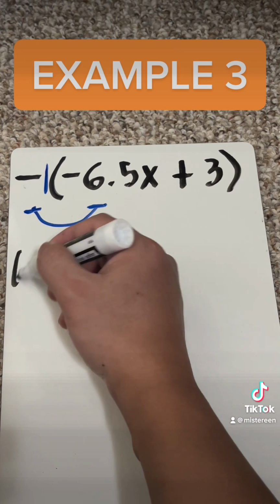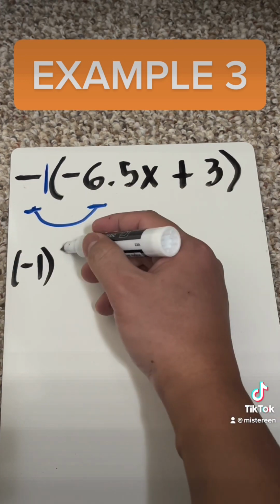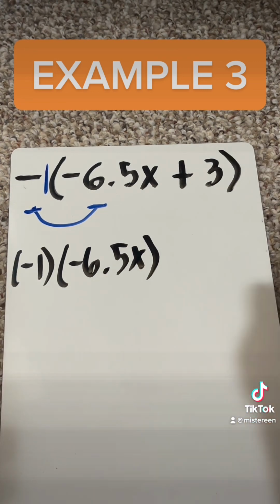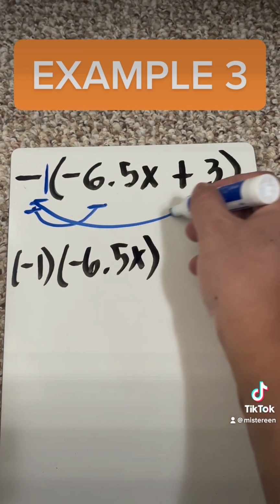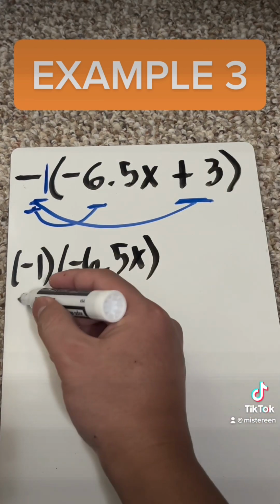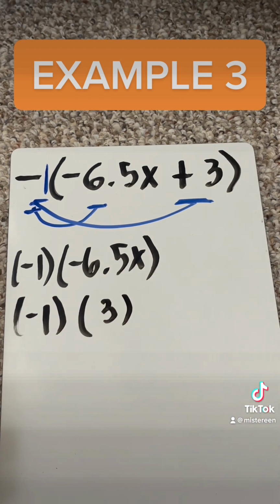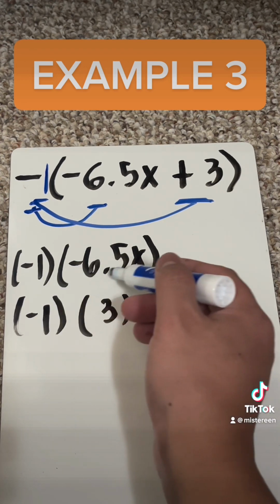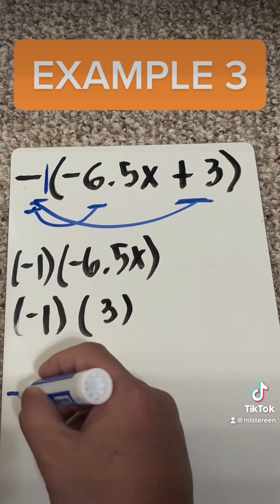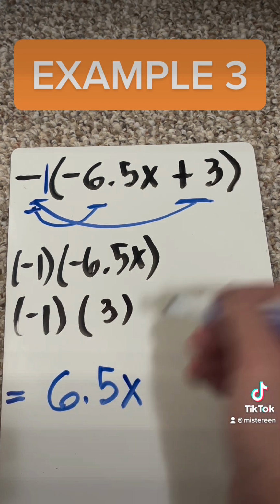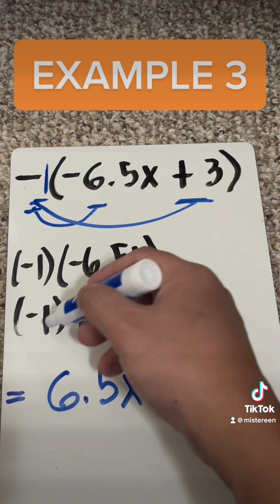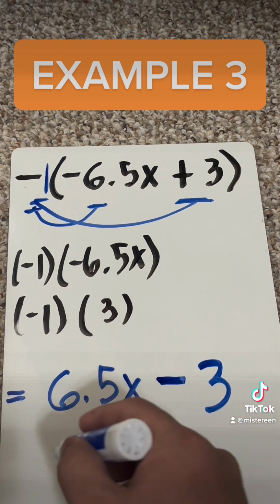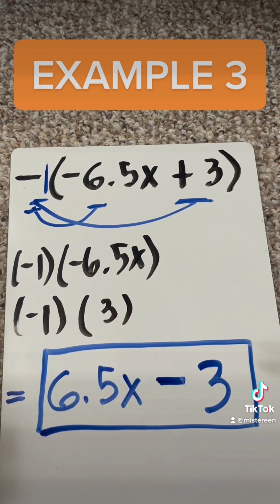So that's your first pair of numbers. You can put everything in parentheses, negative 1 in parentheses, and then negative 6.5 in parentheses. Okay? And then the next pair will be another negative 1 multiplied to a positive 3. So that's another negative 1 times a positive 3. And now you multiply for each pair. What's negative 1 times negative 6.5x? That gives you a positive 6.5x. Okay? Next is negative 1 times 3, which is a negative 3. So this is now the result after distribution. And there's no more parentheses.